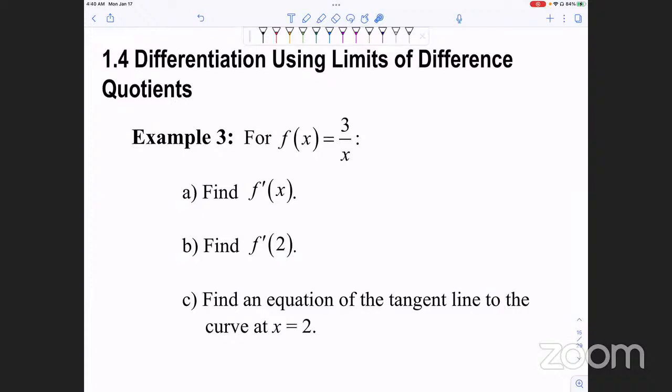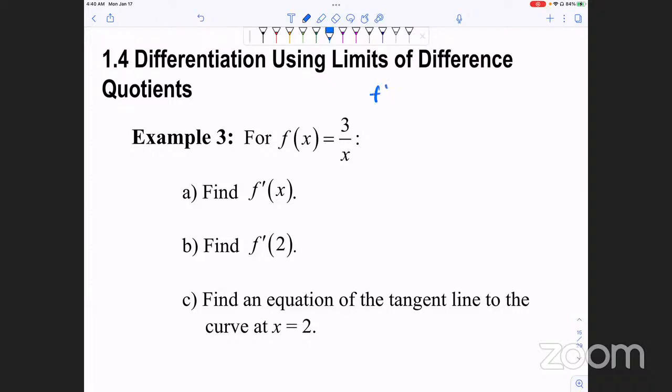Basically this: find the derivative, find f prime of 2, find an equation of the tangent line. Okay, do I need space? We're still using the limit of the difference quotient. I think I can get it to fit. Let's try to get it to fit.